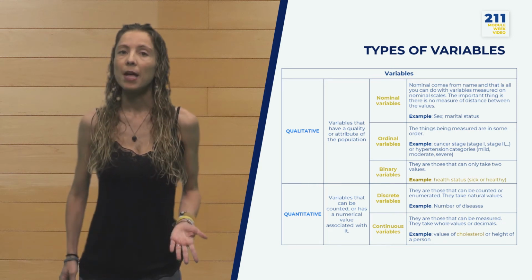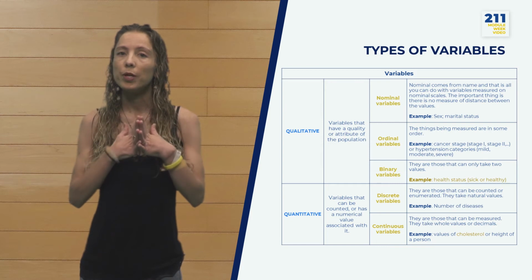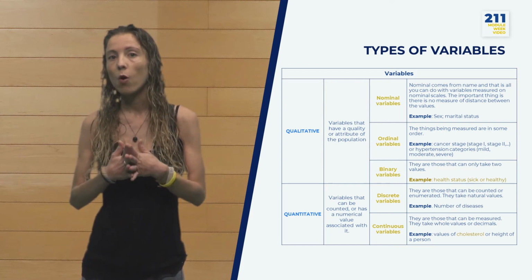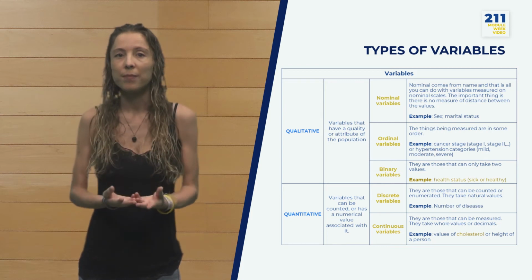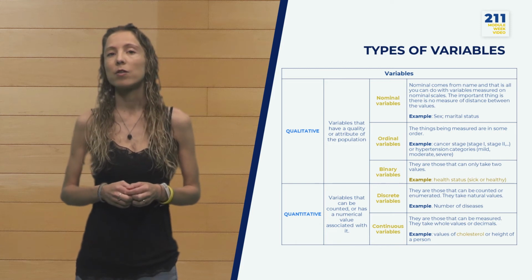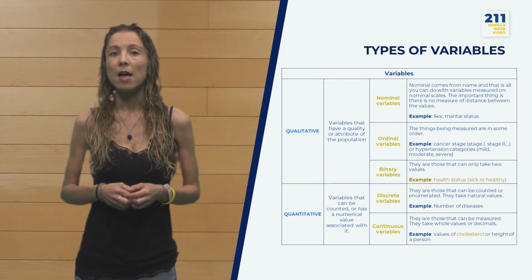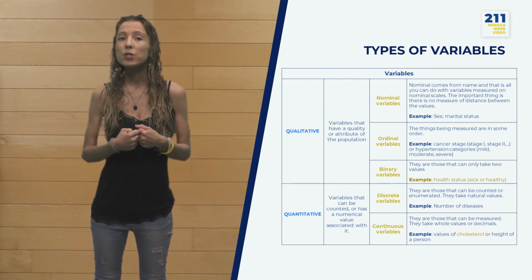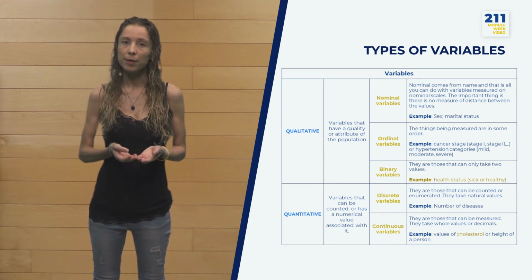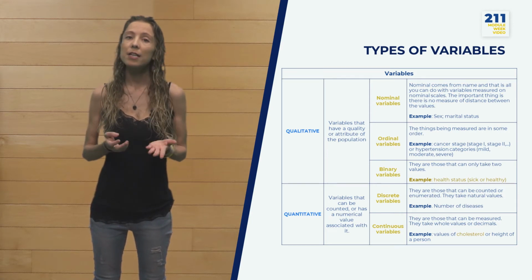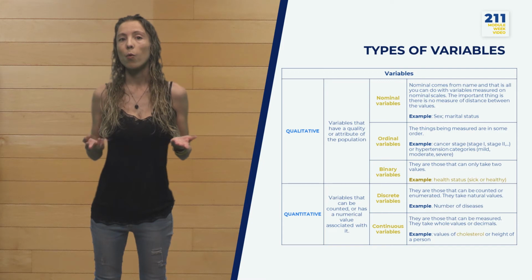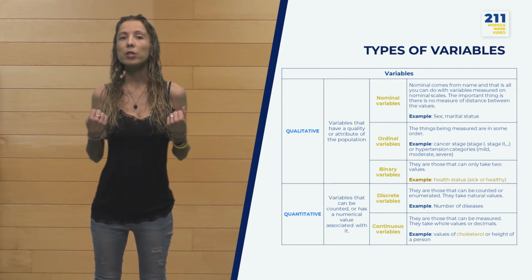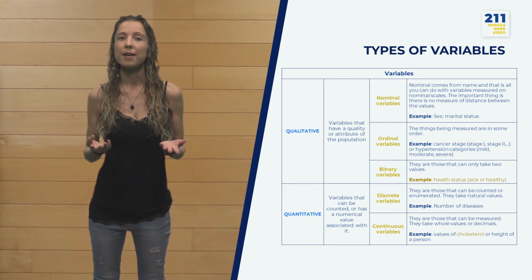In summary, an easy way to distinguish between one type or another, or at least it works for me, is to think of the answer of the interlocutor. If the answer is numerical, how old are you? How much do you weigh? Then it is a quantitative or numerical variable. If the answer is a word, what is your favorite color? What is your civil status? Then it's a qualitative variable.